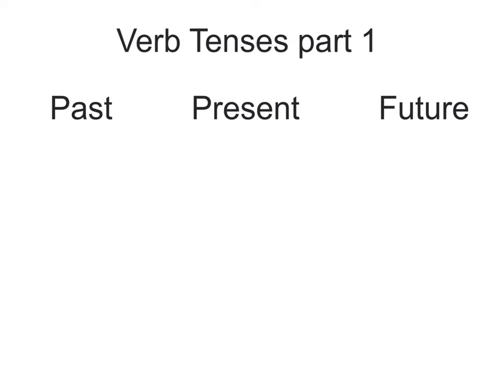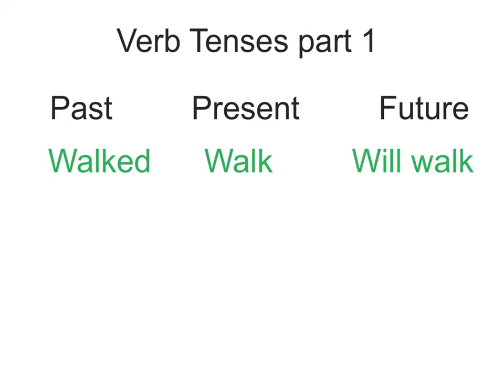Let's use the word walk. So the present tense of the verb is walk. The past tense is walked. And the future tense is will walk. Now it's your turn to try. There will be words in different columns. It is your job to write the correct verb tense for the 2 words that are missing.